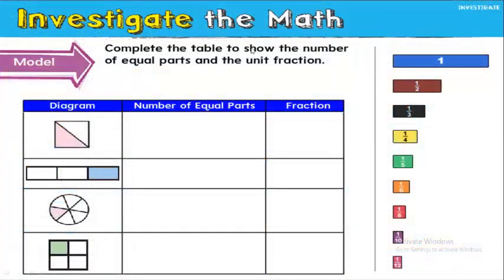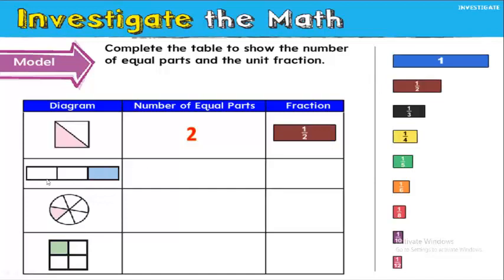Complete the table to show the number of equal parts and the unit fraction. Here, diagram, this shape, number of equal parts. How many equal parts here? 1, 2. So, here we have 2 equal parts. What will the fraction be? It will be 1 over 2. It means 1 half. So the number of equal parts is 2 and the fraction is 1 half.